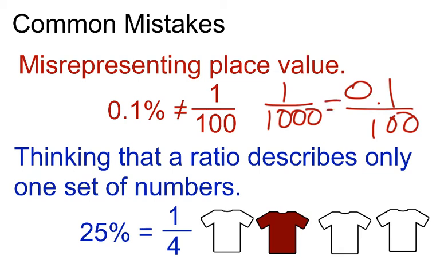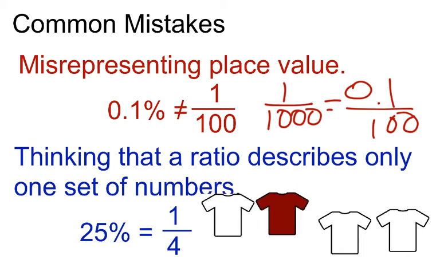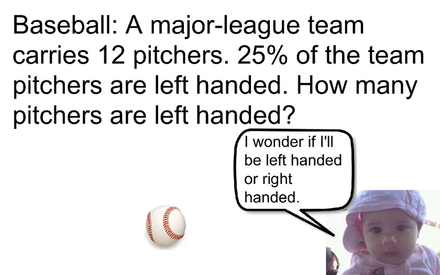Another common mistake is thinking that a ratio describes only one set of numbers. We know that 25% is commonly known as 1/4. Well, 1 out of 4 t-shirts would be 1 out of 4 total, but it can also be 2 out of 8. It can also be 25 out of 100. There are many different ways of representing fractions, and likewise, many different ways of writing percents. Let's look at an example.